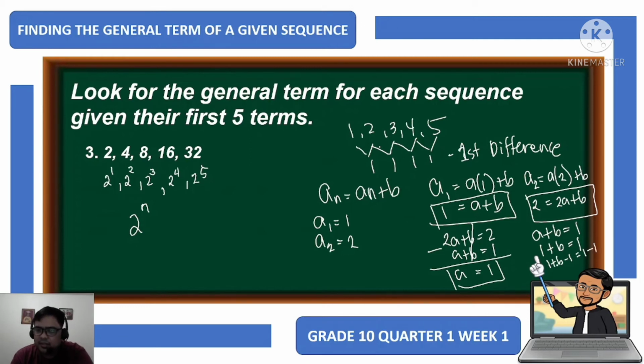So, minus 1, minus 1. So, 1 minus 1, makakancel dito. 1 minus 1, makakancel din. So, matitira, b is equal to 0. So, we know already a is 1, b is equal to 0.